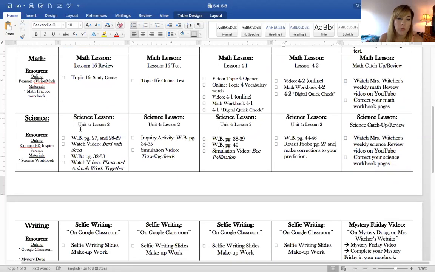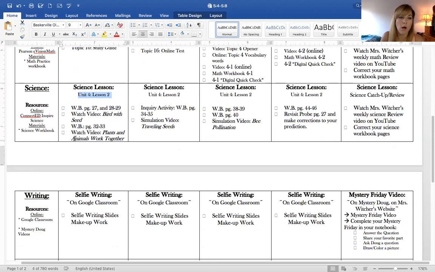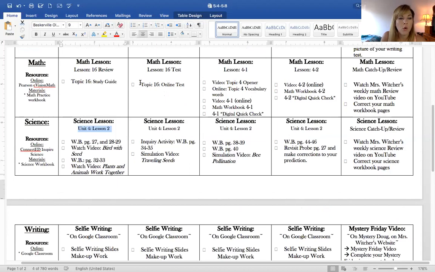Okay. Science this week. We are now on Unit 4, Lesson 2. So basically, you're kind of going back and forth between the workbooks and the videos. So on Monday, you're going to do your workbook page 27. Oh, I'm sorry. You need to write this down.